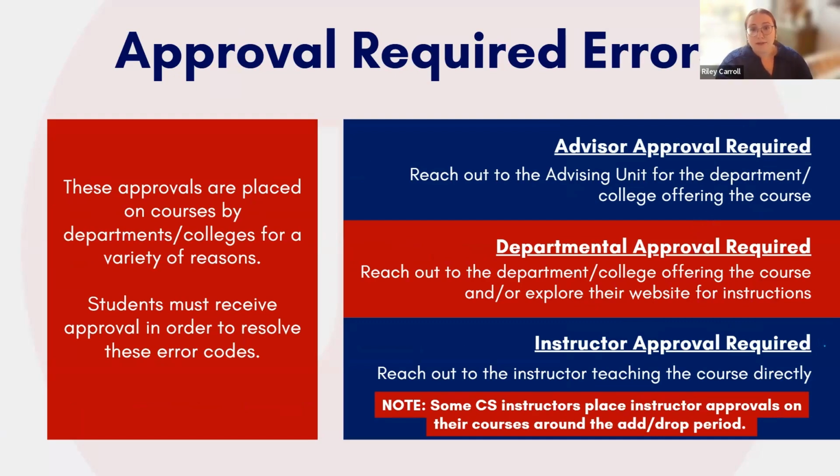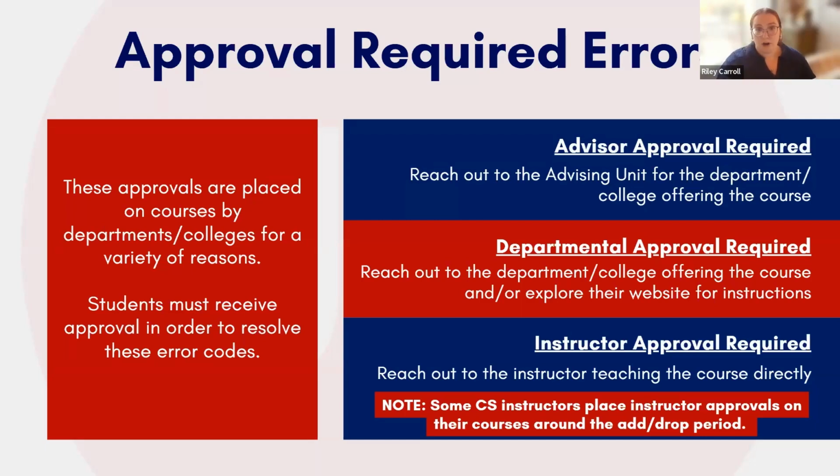All right, so the next type of error are approval required errors. There are 3 different types of approval required error codes that students may run into when registering for their courses. These approvals are placed on courses by departments or colleges for a variety of reasons, such as limited seat capacity, application-based enrollment for these courses, etc.